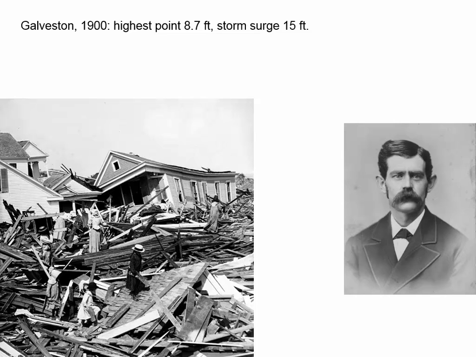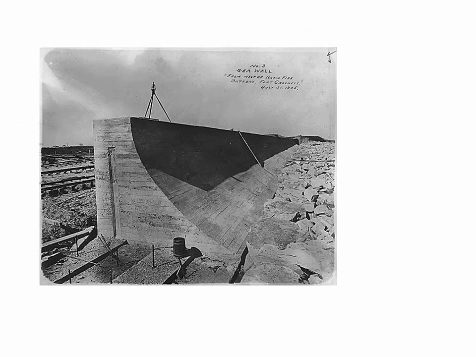The storm surge is 15 feet, and Galveston is on an offshore island whose highest point is 8.7 feet, and so the storm surge completely inundated the island. There were some structures where maybe the top of the roof wasn't underwater, but the water that came in was completely overwhelming, and that's why there was so much damage.